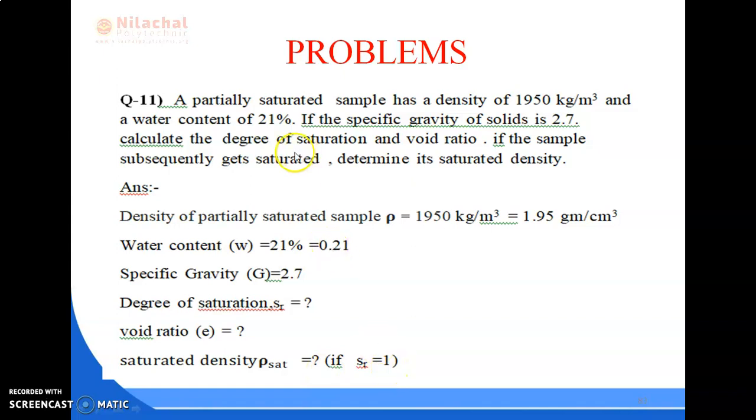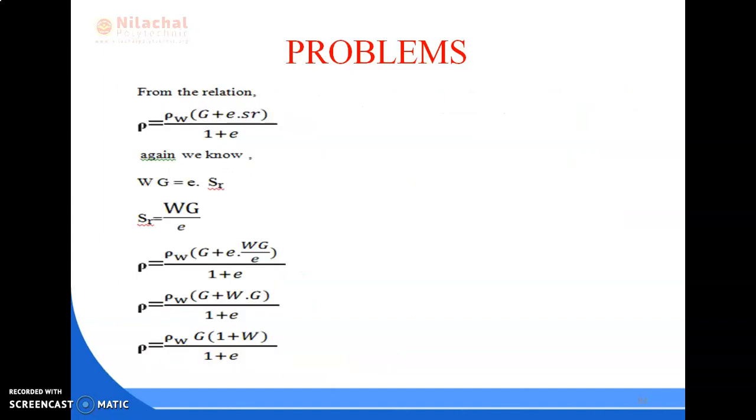That means here it is given that the sample subsequently gets saturated. That means the soil is subsequently saturated, so the value of SR is 1. We know the relation rho equal to rho W into (G plus e into SR) by (1 plus e). Another relation we know is WG equal to e into SR, where SR equal to WG by e.